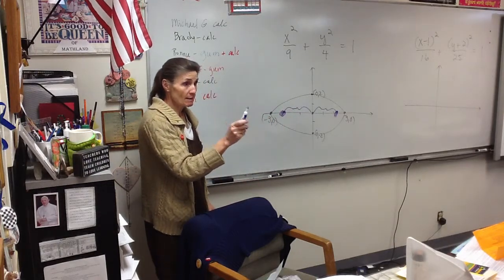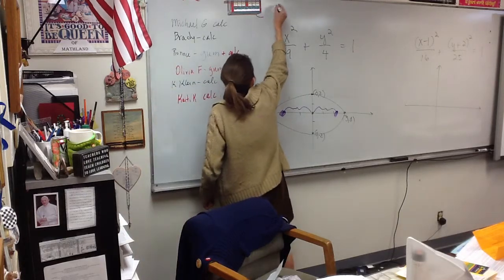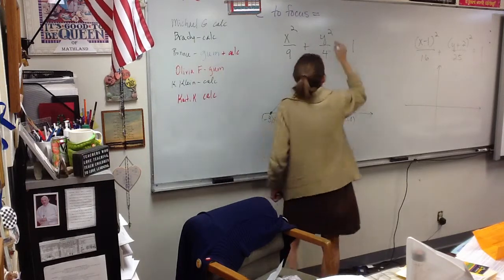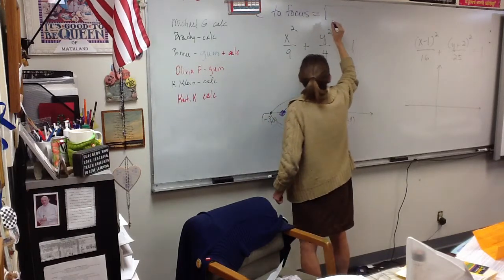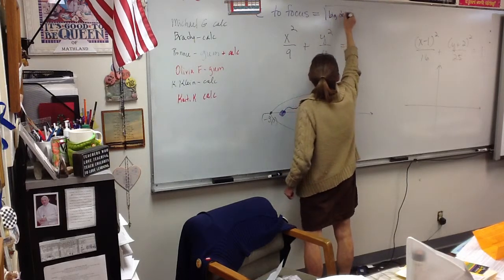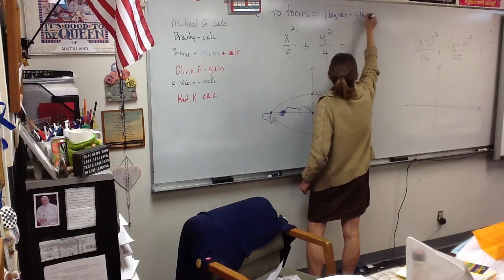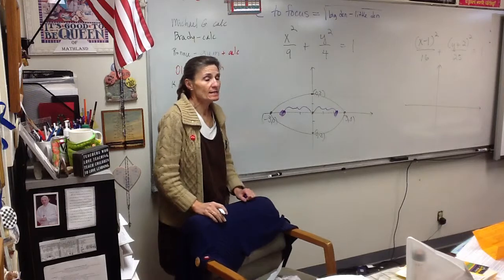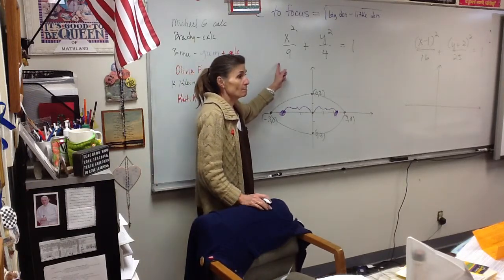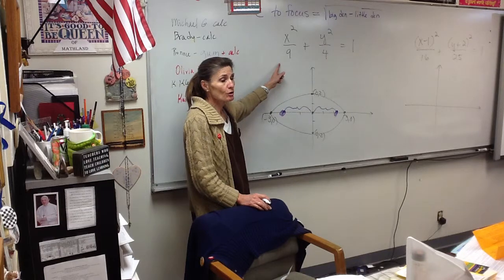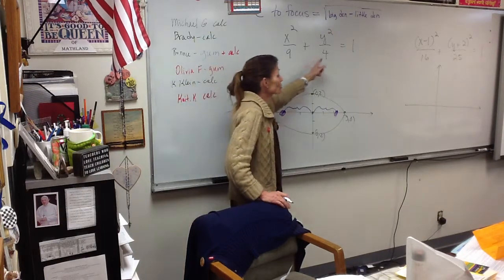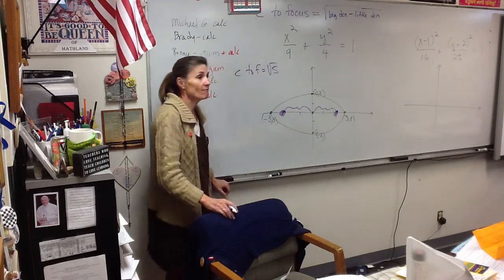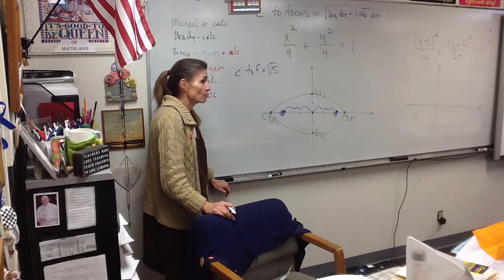In an ellipse, the distance from the center to the focus is the square root of the big denominator minus the little denominator. So when I write it all down, it looks confusing, but it's really very easy. In this problem, the distance from the center to the focus is the square root of 5. And how did I get 5? I took 9 minus 4.